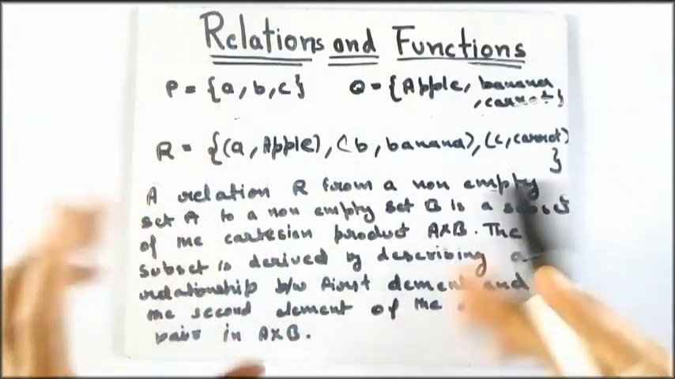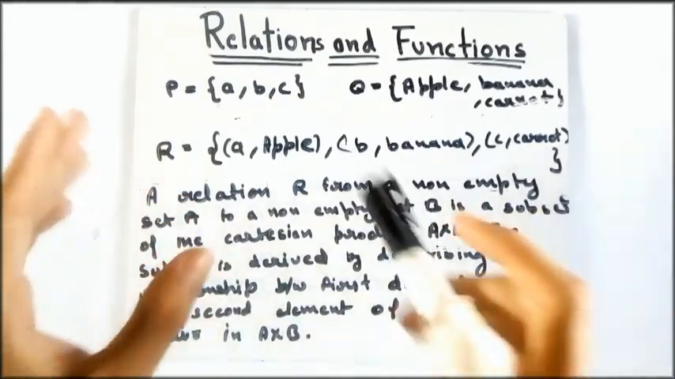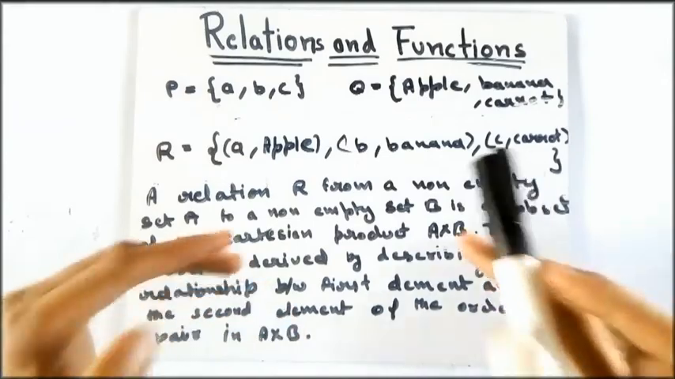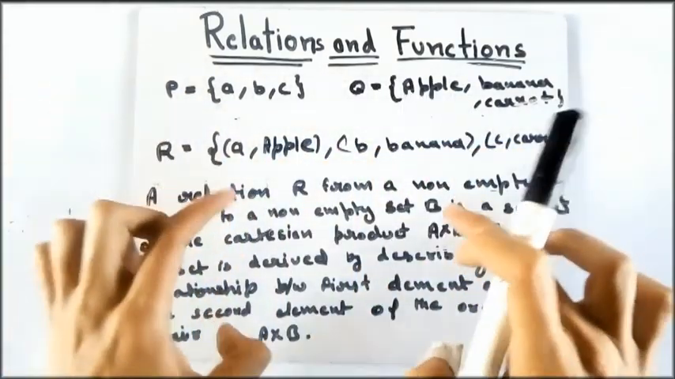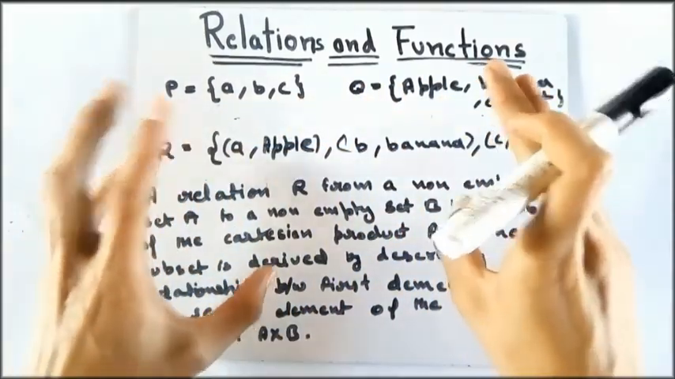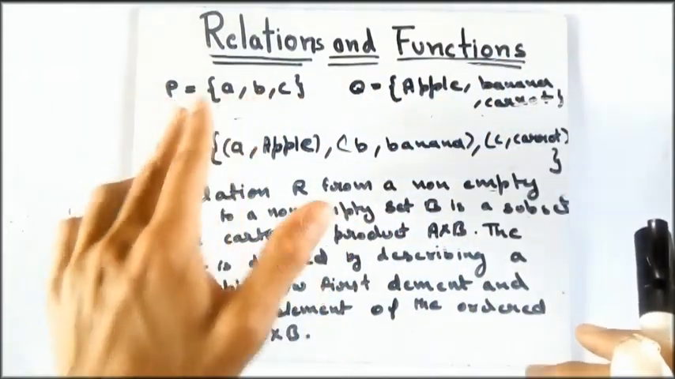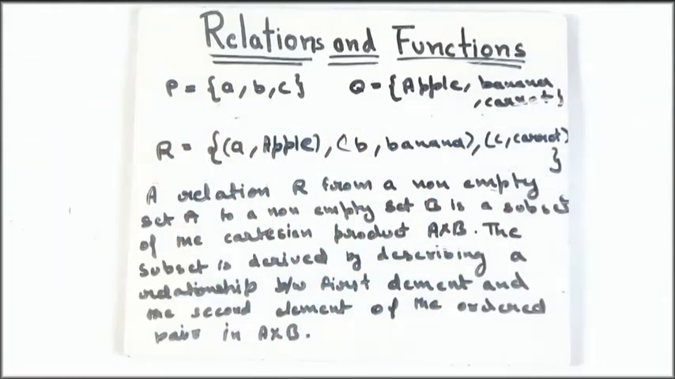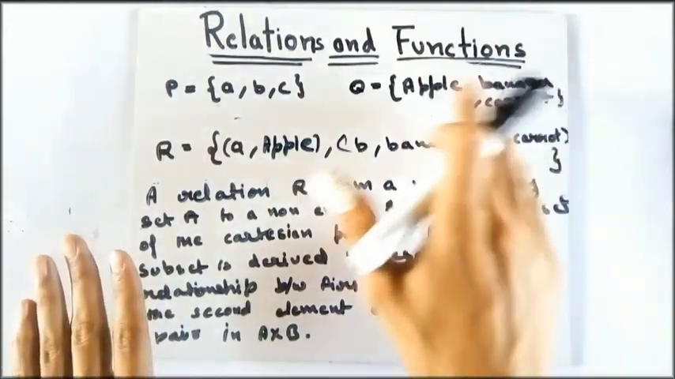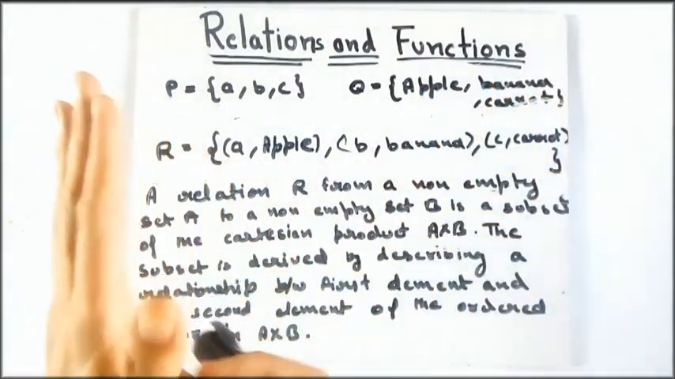So I hope you understood what a relation is. A relation is just an extracted subset of the Cartesian product of these two. Now the relation is between this and this, and it is extracted from the Cartesian product of these two sets. Now what is a function? If you understood what a relation is, now function is just a piece of cake for you.